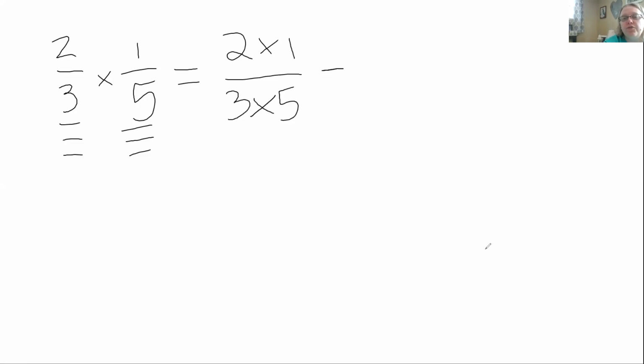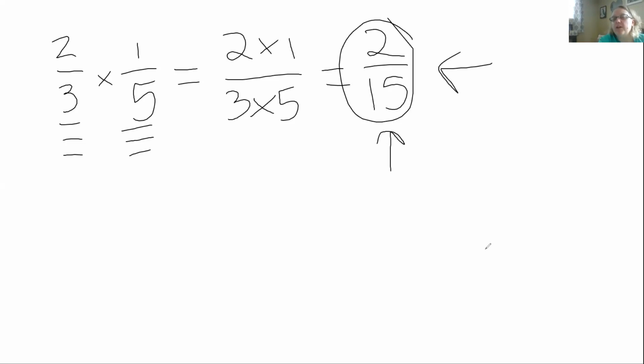Multiply both of those, so 2 times 1 is 2. 3 times 5 is 15. So we end up getting an answer of 2/15. Of course, the last thing you want to do is check this final answer to make sure if it is simplified or not. And we know we can't take anything out of both 2 and 15. So this is indeed your final answer. How easy is that? Let me clear this off.